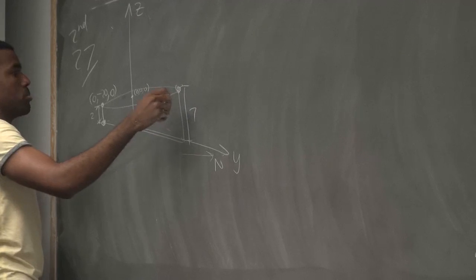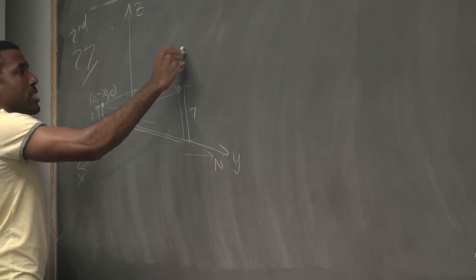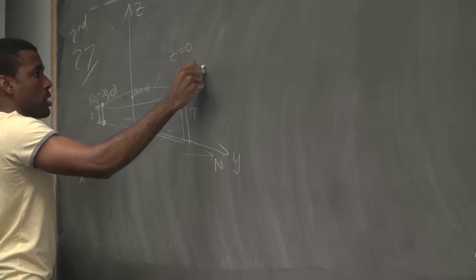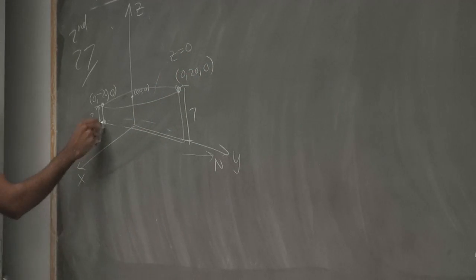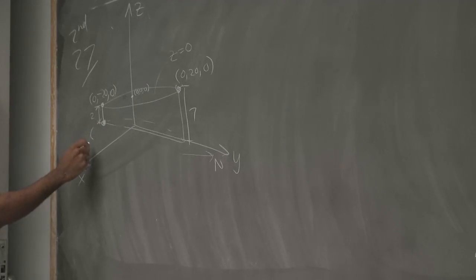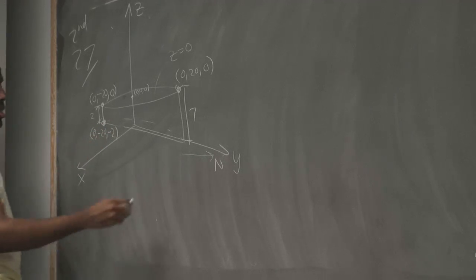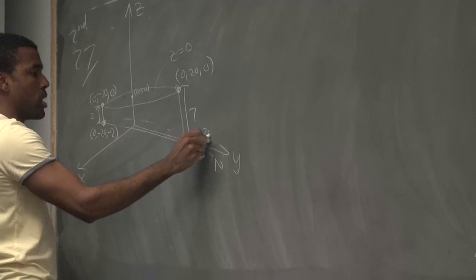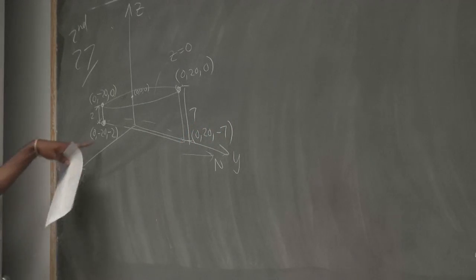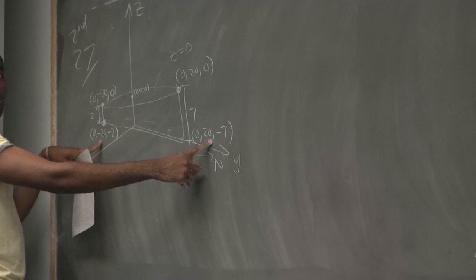This plane we already know is the plane z equals 0. So this would be 0, 20, 0. This point here, though, would be what? That's going to be the negative 2. What's negative 2? X is still 0. The y is still minus 20. The z is minus 2. Here, x is still 0, y is still 20. The z is minus 7. So all I need is a flat plane that passes through these 2 points.